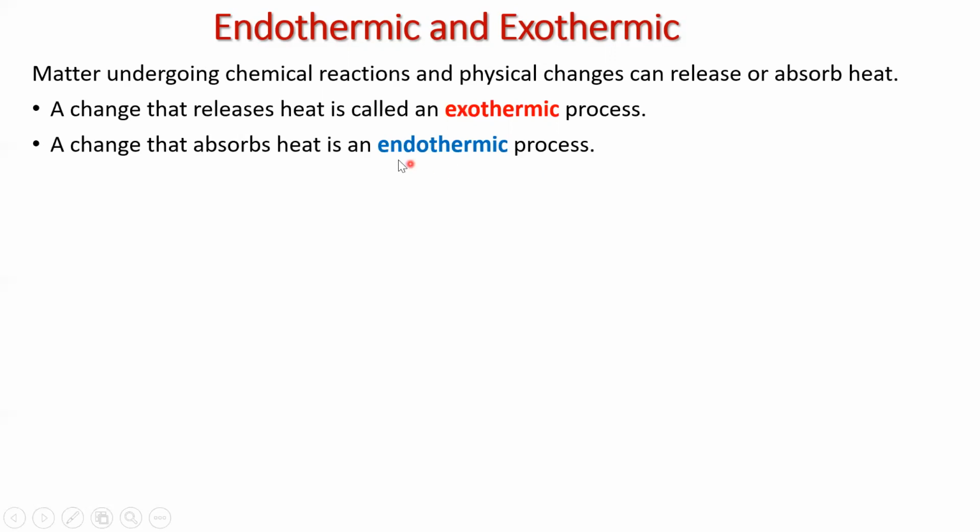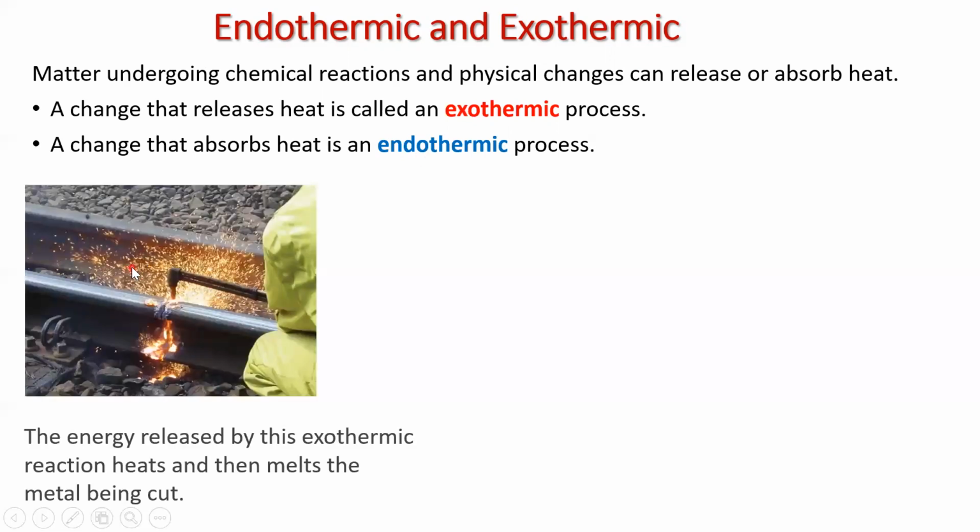When we talk about an endothermic process, we're looking at energy that's being absorbed by the system from the surroundings. Endo means into or entrance. So in this case, energy is flowing from the surroundings into the system. If we were to look at an example of an exothermic reaction, here we have our blowtorch, which is giving off energy. So that's an exothermic process.